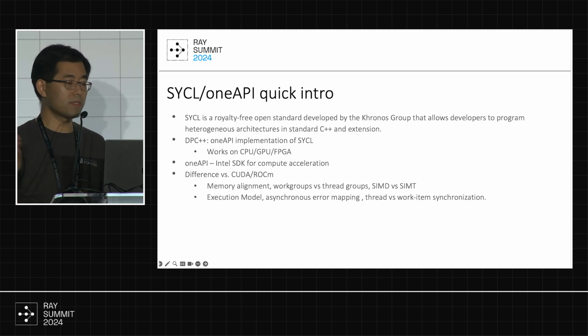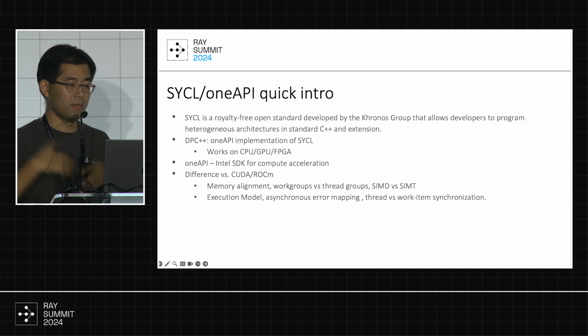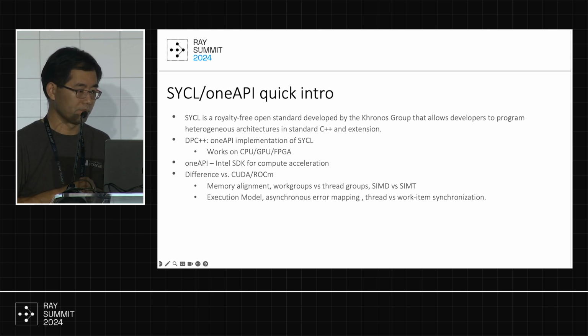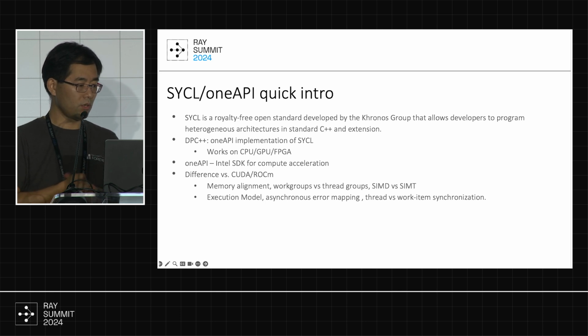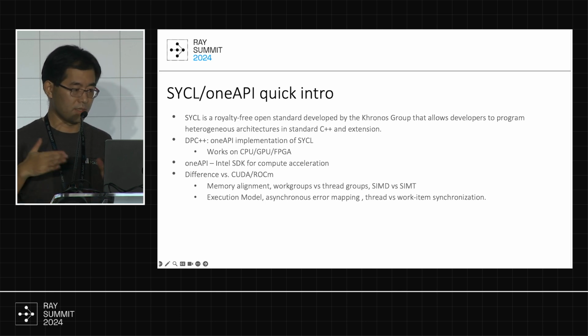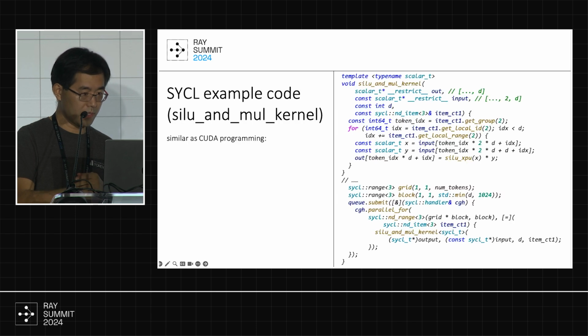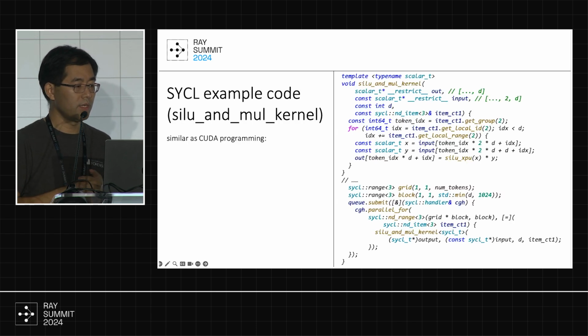There are many similarities between CUDA and SYCL because essentially they are just programming languages for parallel computing purposes. But there are also some differences I list here, like SIMD versus SIMT, and work group versus thread group, and so on. I don't plan to talk in more detail because it deserves another big topic. Instead, I just want to show a quick example code.